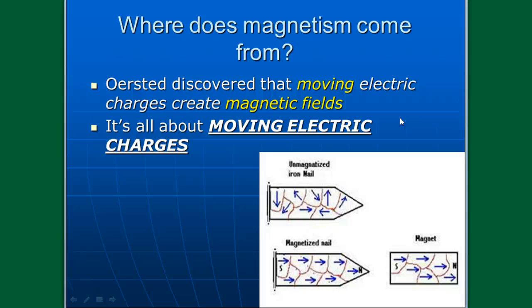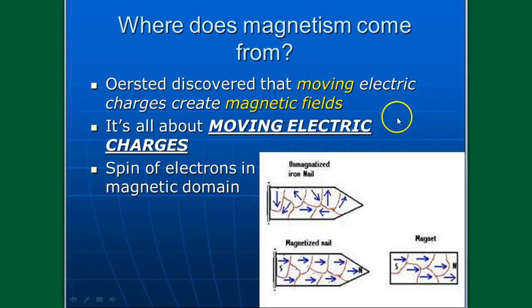So technically, all atoms have the building blocks of what it takes to be magnetic, but the problem is there are these things called domains. These electrons are spinning around the atoms in certain domains, and if you look at this diagram here of, let's say, a nail that is not magnetized, the domains in most materials are simply not aligned. That means that the electrons are not all spinning in the same direction.